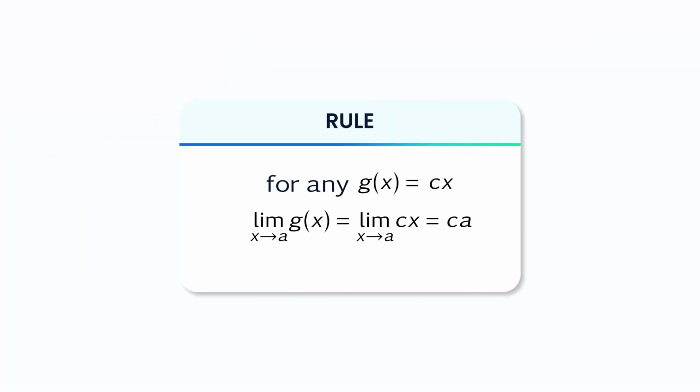The general rule here is, for any function of the form g of x equals c times x, the limit at any point a is c times a.